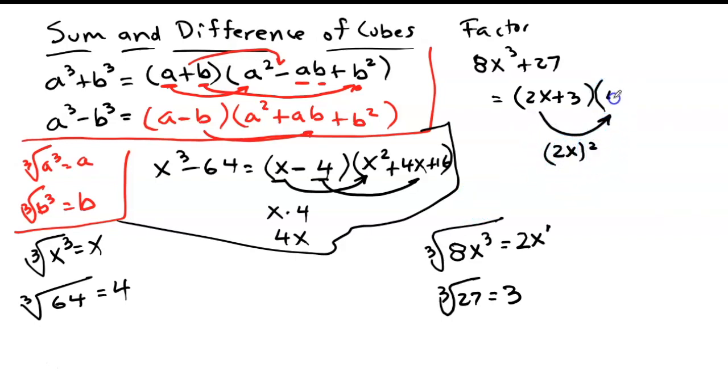2 to the second is 4. X to the second is x squared. A common mistake is people don't square the 2. That's the reason I'm doing this problem.